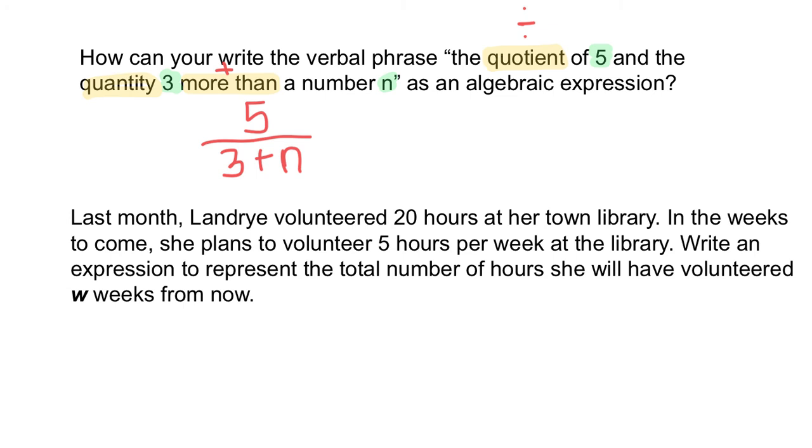The word and is usually the place where you separate the two things you're doing. So if it says the quotient of this and that, that's kind of your separator there for what goes top, what goes bottom. If it said product of this and that, it would be 5 in the beginning and whatever's after the and in the end. So just kind of use that as your separator.